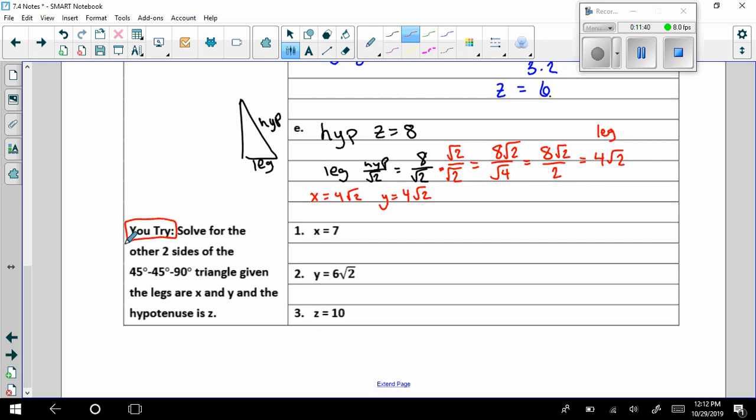Okay, so these three you're going to try on your own. Identify if you're given the leg or a hypotenuse, and then solve for the other ones. Number 3 is going to be just like E. So see that example for number 3.